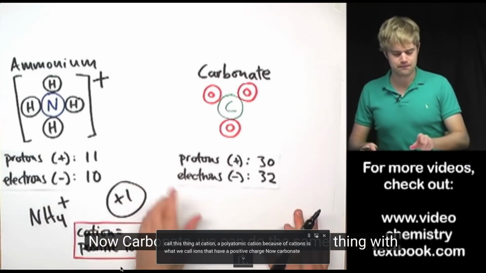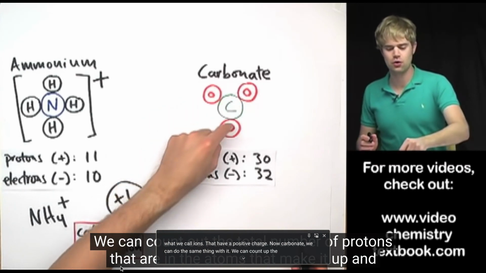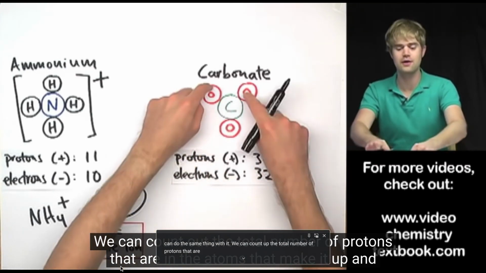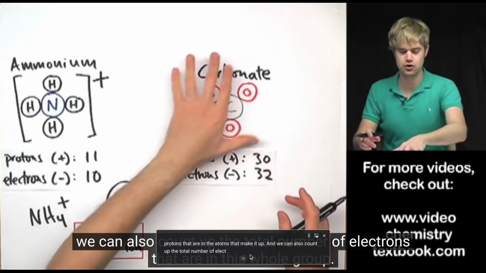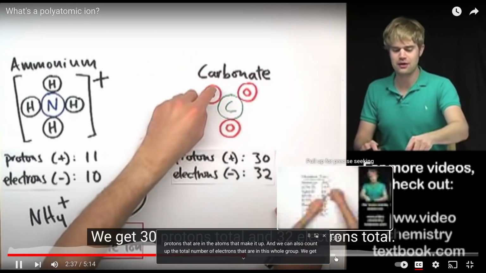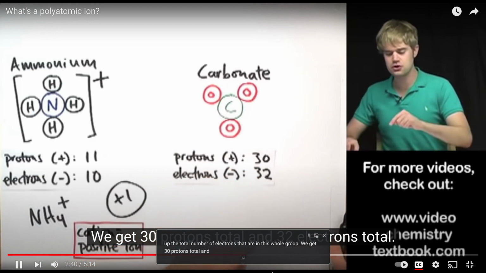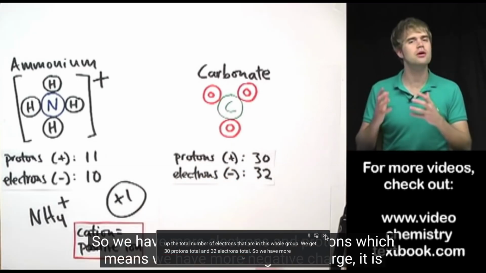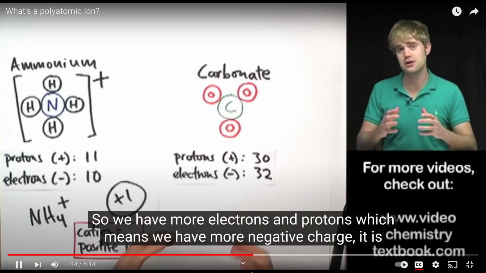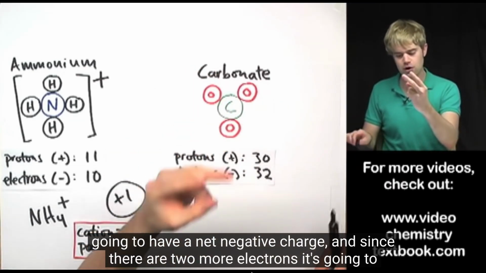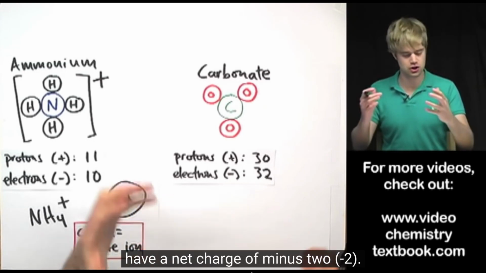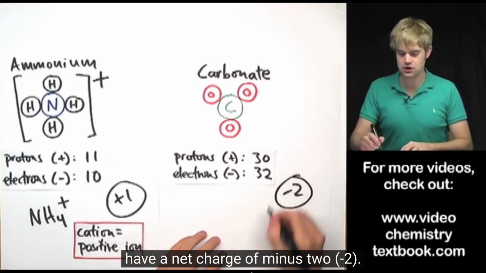Now, carbonate, we can do the same thing with it. We can count up the total number of protons that are in the atoms and make it up. And we can also count up the total number of electrons that are in this whole group. We get 30 protons total and 32 electrons total. So we have more electrons than protons, which means we have more negative charge. This is going to have a net negative charge, and since there are 2 more electrons, it's going to have a net charge of -2.